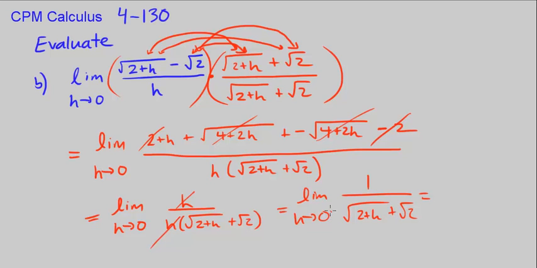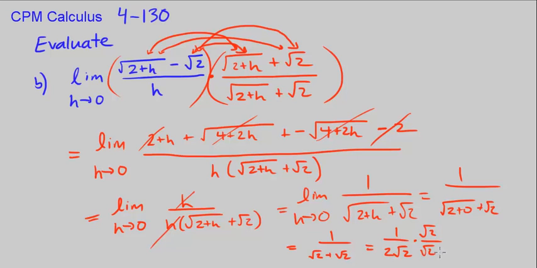And that's just equal to, we can plug it in. When we plug it in, we no longer use the limit. It's just 1 over square root of 2 plus 0 plus square root of 2. That's equal to 1 over square root of 2 plus square root of 2, which is 1 over 2 square root of 2. All right, so here's our answer. Usually we do not like square root of 2 in the denominator. So let's multiply this by square root of 2 over 2, which makes this 2 in the denominator. So 2 times 2 is 4. So it's square root of 2 over 4.